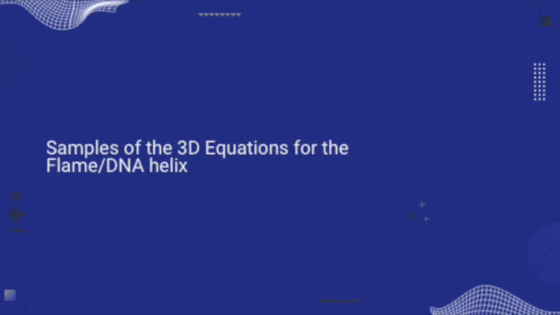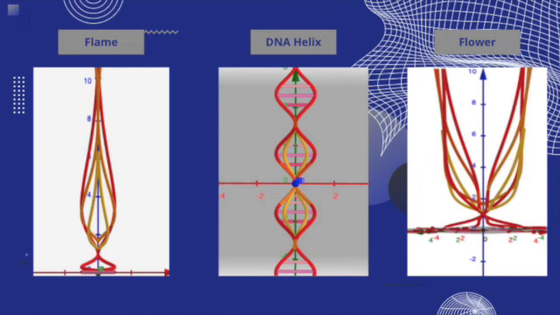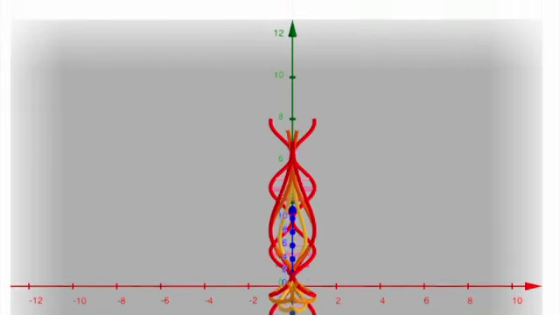So here's what our next group did. From one side, it looks like a flame. Another side, a DNA helix. And the final side, it looks like a flower. Now here's a video of this transformation.